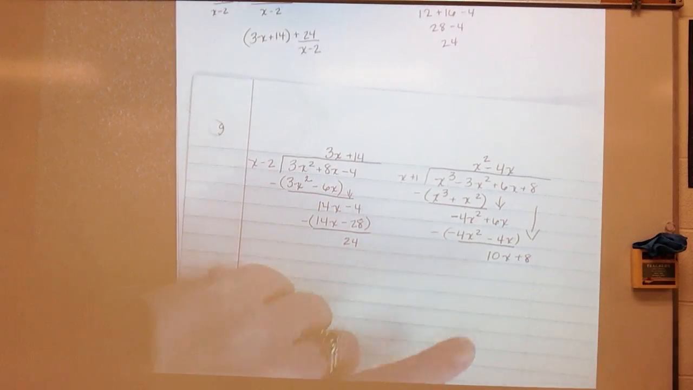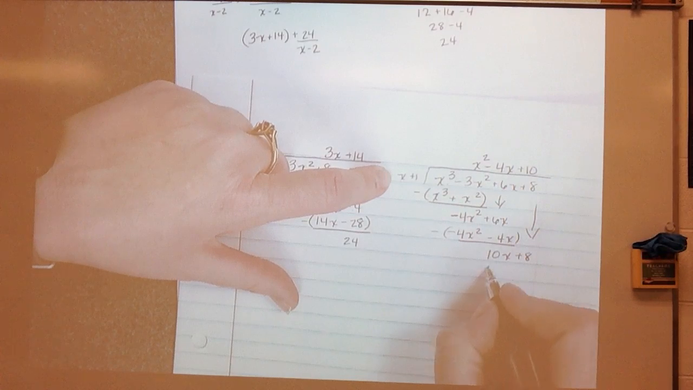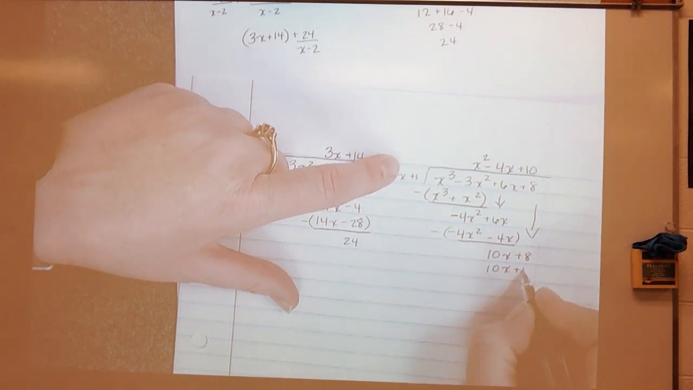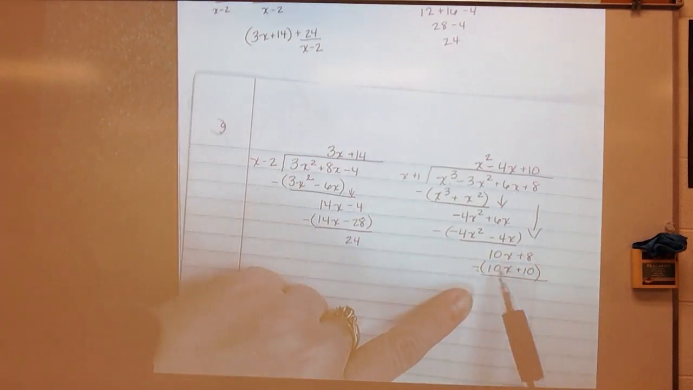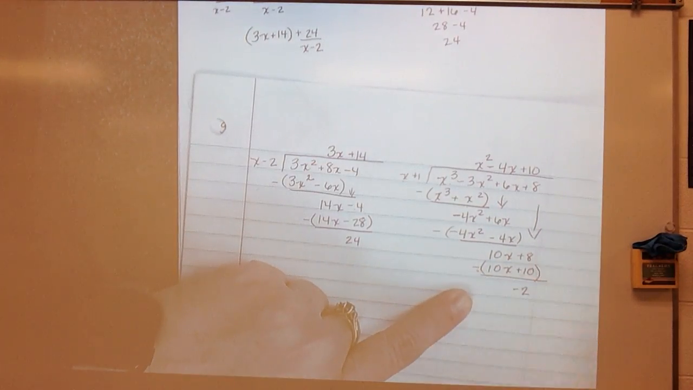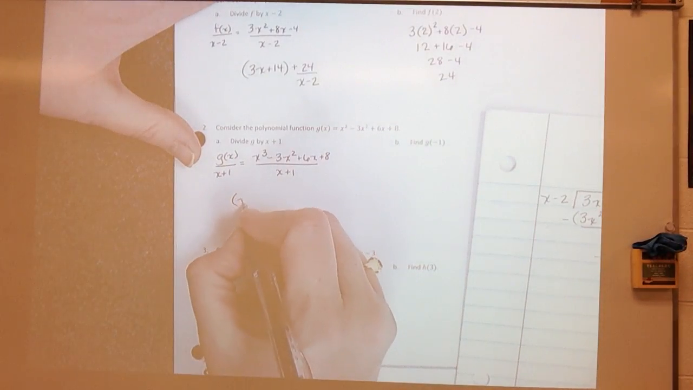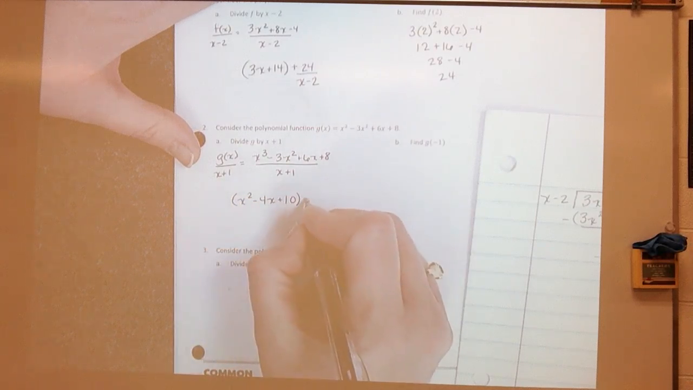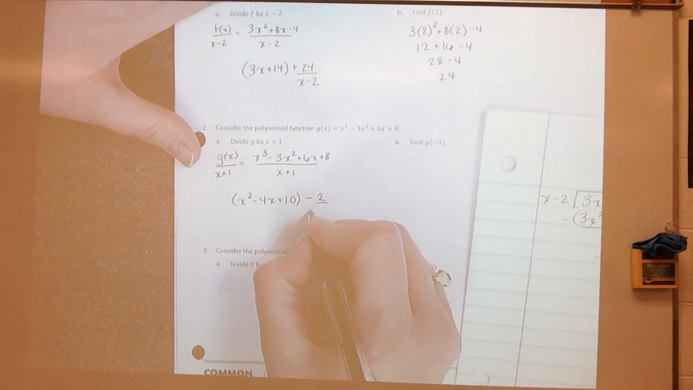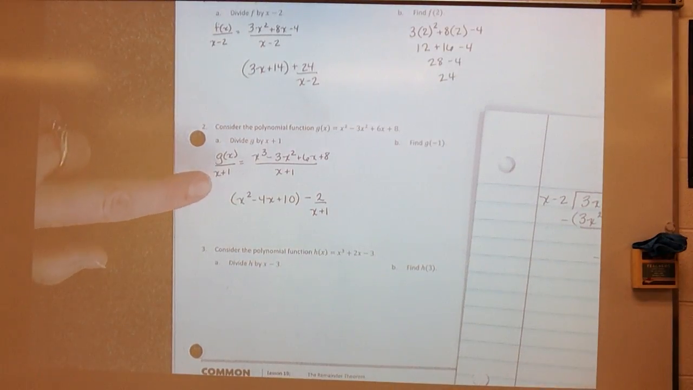Alright? x goes into 10x 10 times. I get 10x plus 10. I'm going to subtract all of that. So 8 minus 10 is negative 2. Alright, so my answer here would be x squared minus 4x plus 10 minus 2 over x plus 1. Remember, our remainder goes over top of whatever we are dividing by.